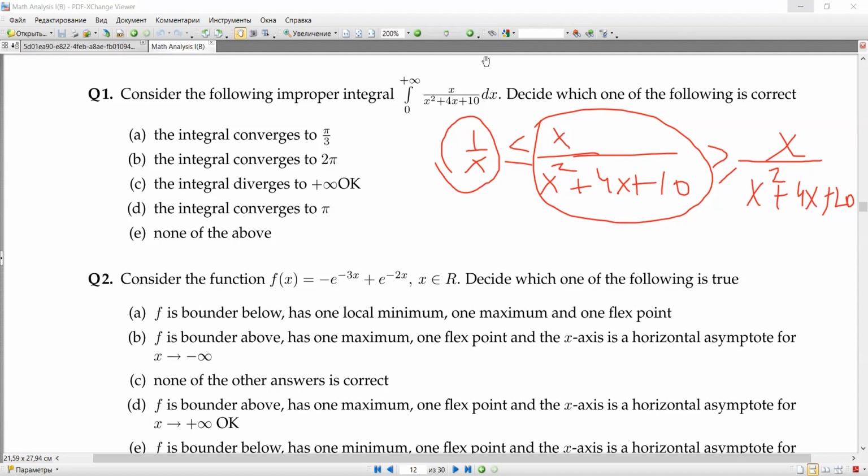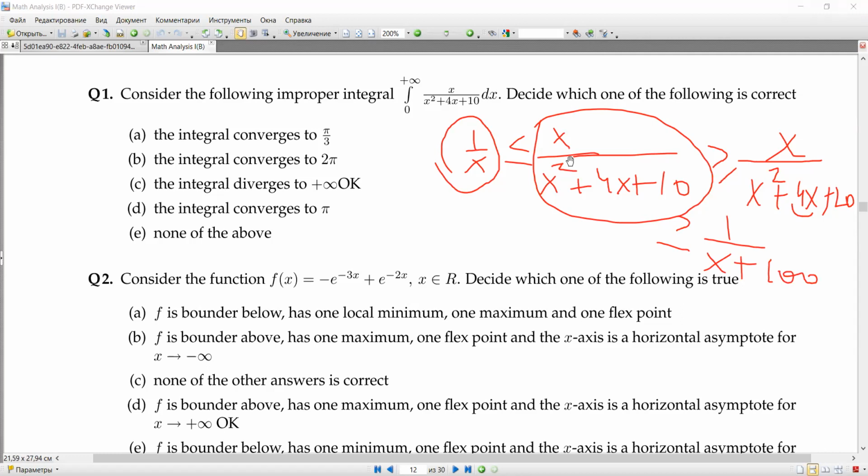For example, I will write dividing by x, and I will write here, instead of 4x, for example, 10x. So in the same way, we can prove that this will be greater than or equal to 1 over x plus something. For example, 100. Let me write. It doesn't matter here what we have.